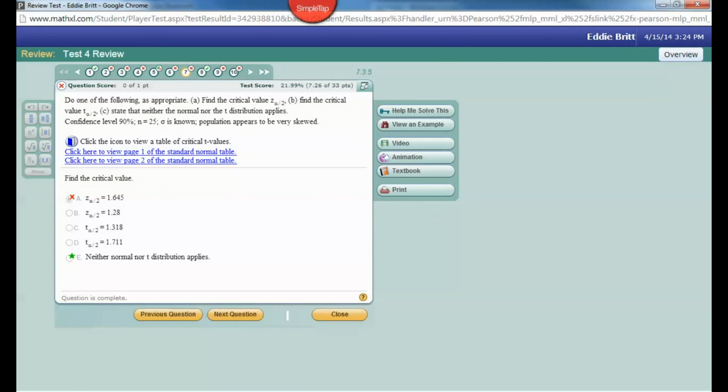All right, so let's take a look back at the problem. So n equals 25. Oh, that's not more than 30. Population appears to be very skewed. That means that it's not normal. So if it's not normal and n is less than 30, then that's two bad things. So we know it's not a t-distribution. Well, z-distribution, it's skewed, it's not very normal. So it's not a z-distribution. So it's neither a t-distribution nor a z-distribution. Okay.